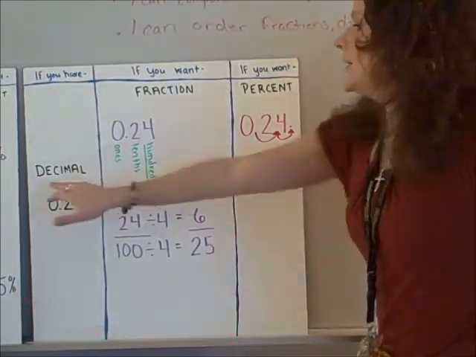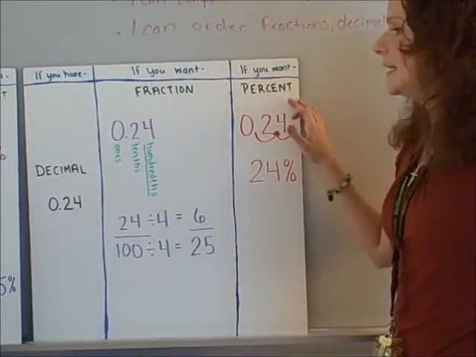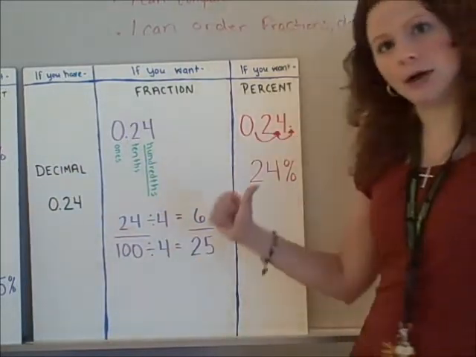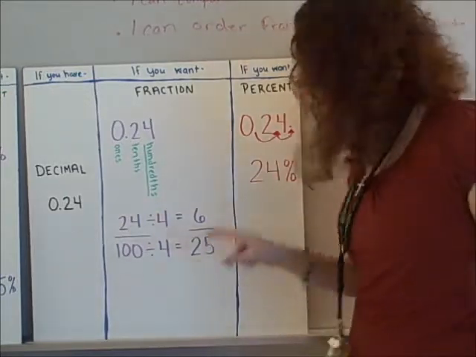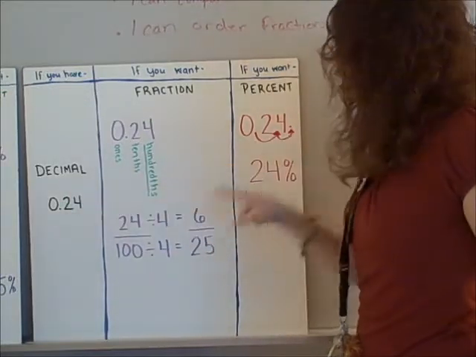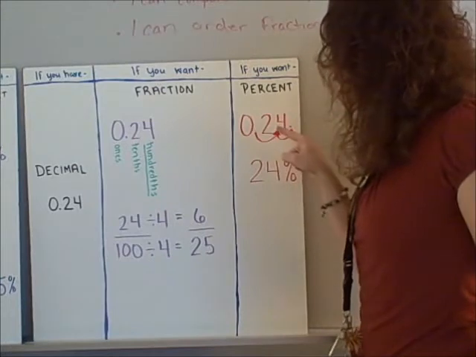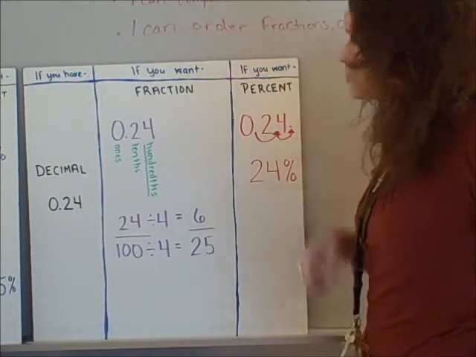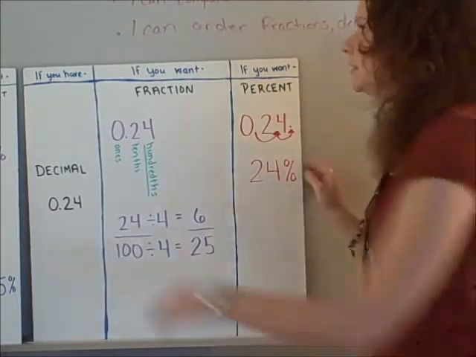If you want to make a decimal into a percent, you just move it 2 times to the right. So I just take 0.24 once, twice, to the right, and I get 24%.